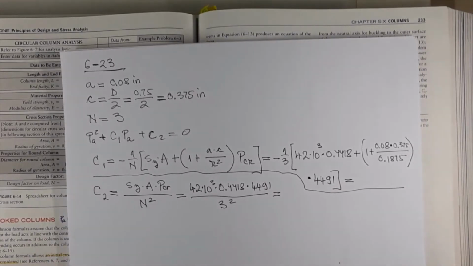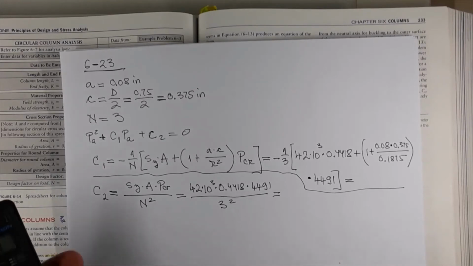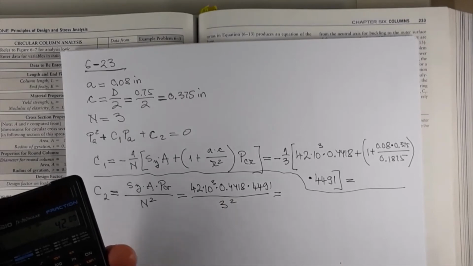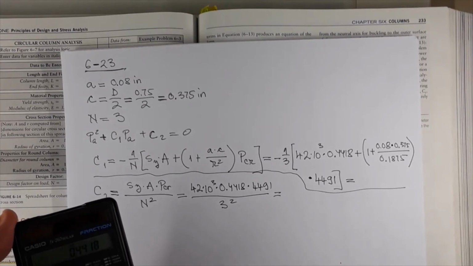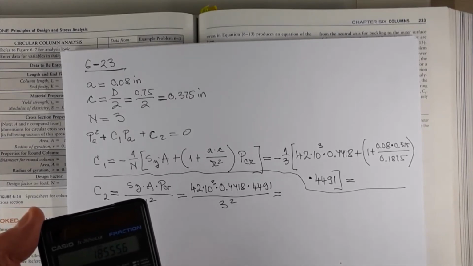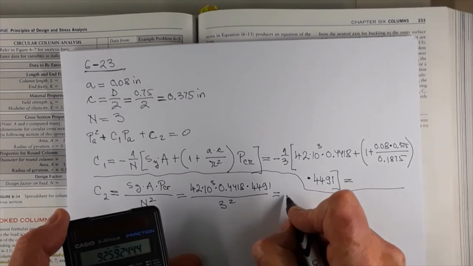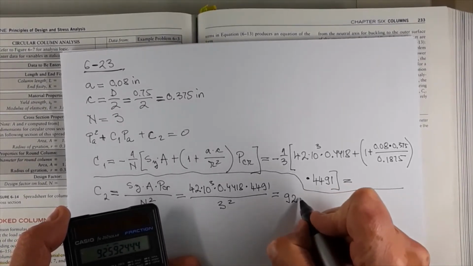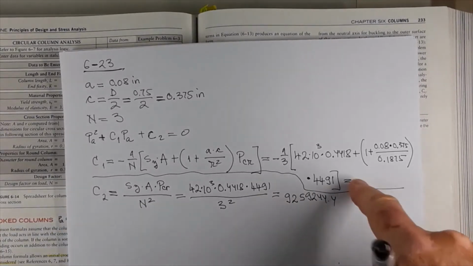So let's calculate C2 first. So I have 42 exponent 3 times 0.4418 times 4491 over 9 equals. So this is 9,259,244.4.